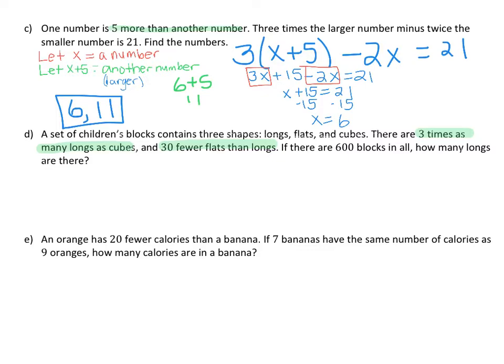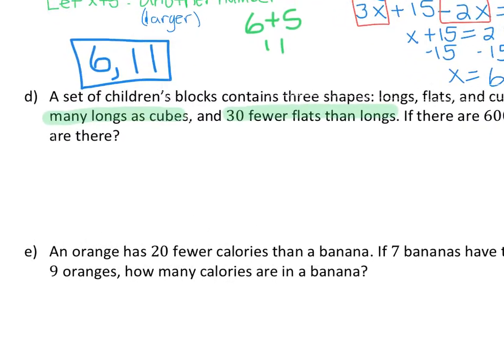So I'm going to actually start with cubes. I know that there are 3 times as many longs as cubes, which means I have more longs than cubes. So I'm going to let my smallest number be x. So let x equal cubes. I know cubes is the smallest number. So let's go ahead and write our let statements.